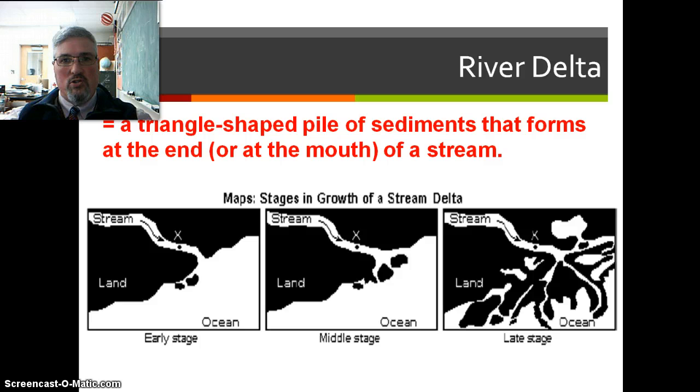What's it going to drop first? Three things: the biggest, the roundest, and the most dense. And what's going to happen is a big pile of dirt is going to settle out here and form and create what we call a delta.